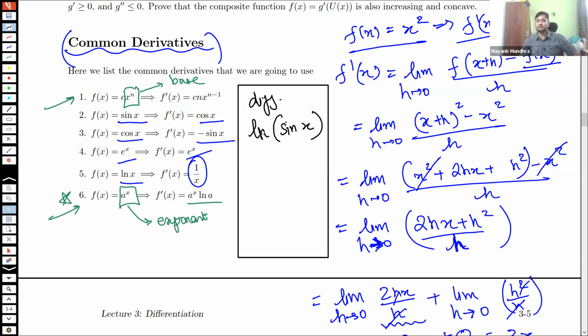But I'm waiting for others. I want everybody to do it. Yes, sir, cot x. So I'll give you 30 seconds. Everybody do this. Cot x, it's basically going to be equal to cos of x by sine x.